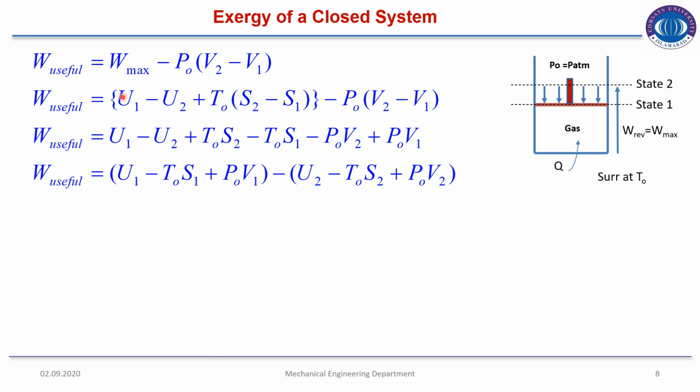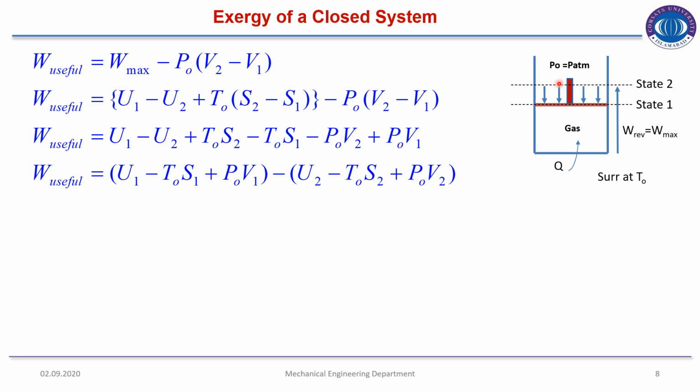So in the last slide, we calculated the relation for maximum work, that is U1 minus U2 plus T naught S2 minus S1, and the relation for W useful was calculated with the help of the first law of thermodynamics. So here we have calculated the W useful relation for this closed system. When we plug the value of W max into the relation of W useful, we get W useful is equal to U1 minus U2 plus T naught S2 minus S1 minus P naught V2 minus V1. P naught V2 minus V1 is the work done for the closed system, and V2 minus V1 is the change in the volume when Q amount of heat is added to the system.